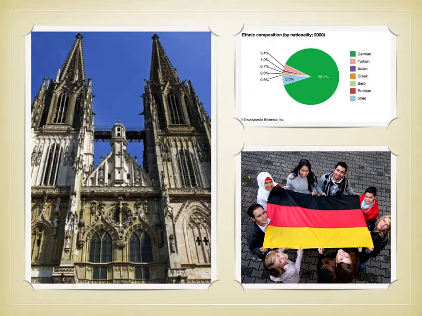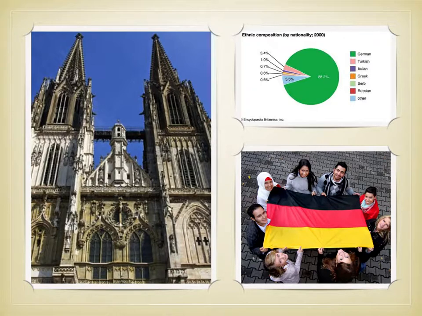The country is predominantly German, as you can see from this figure of the ethnic composition. Around 90% are German. Next would be Turkish, and then there's a mixture of Italian, Greek, Russian, etc.